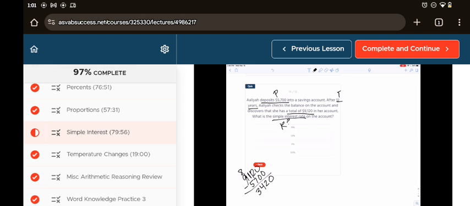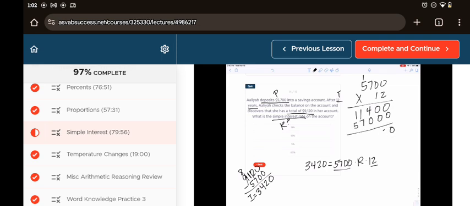So we have to multiply these two. Let's do 5,700 times 12. 2 times 0 is 0, 2 times 0 is 0, 2 times 7 is 14, carry the 1. 2 times 5 is 10, plus 1 is 11. And now let's move on to the 1, so let's put our placeholder 0. 1 times 0 is 0, 1 times 0 is 0, 1 times 7 is 7, and 1 times 5 is 5. 0, 0, 4, 8, 6. 68,400. There's no decimals, so that's how we leave it. 3,420 is equal to 68,400 times r.